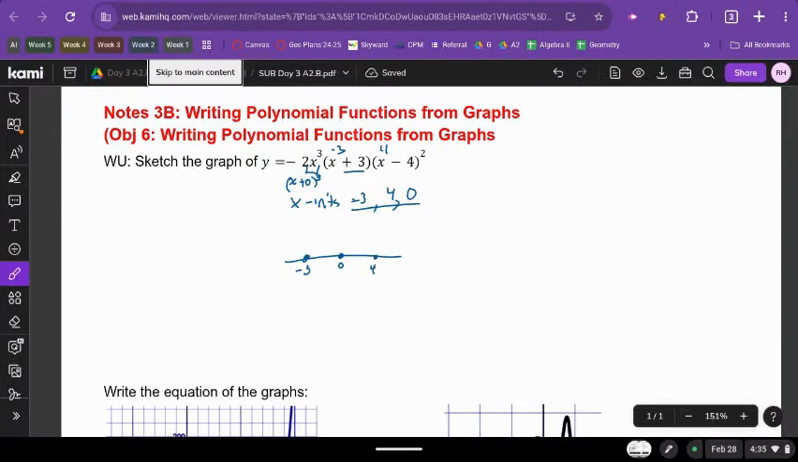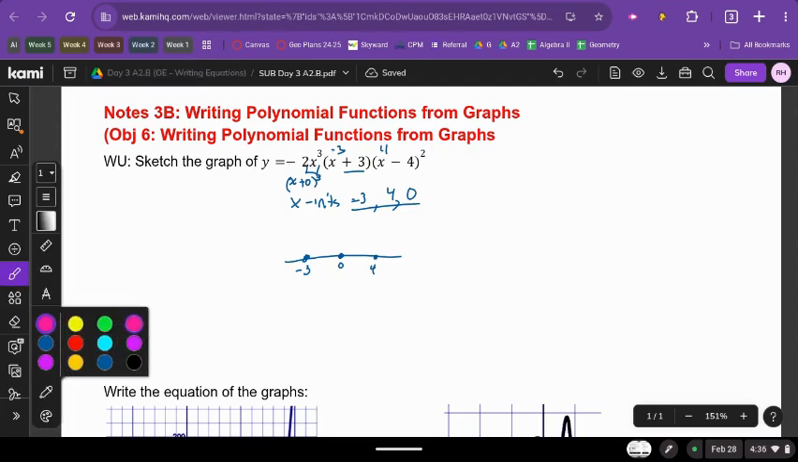For this one, we also need to know what direction we're going, like how to actually get the graph drawn itself. And for that, we need to use end behavior. To calculate your end behavior, we're going to start by looking for the degree of the polynomial. The degree of the polynomial is the highest exponent in standard form, so that's after it's all multiplied out.